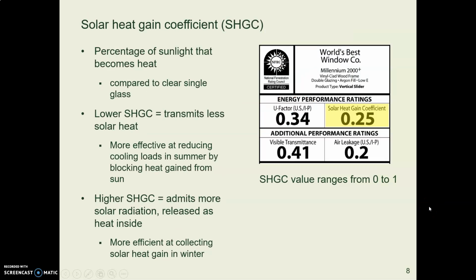Another number you will see is the solar heat gain coefficient. And this is when the sun shines on a window, how much of that heat from the sun gets in and how much gets blocked. And you might pick a different kind of window depending on what you're trying to do and where the window is in your house. If the window is on the south side of your house and you're trying to do some passive solar heating, you would want a higher solar heat gain coefficient because you would want the window to let solar heat in.